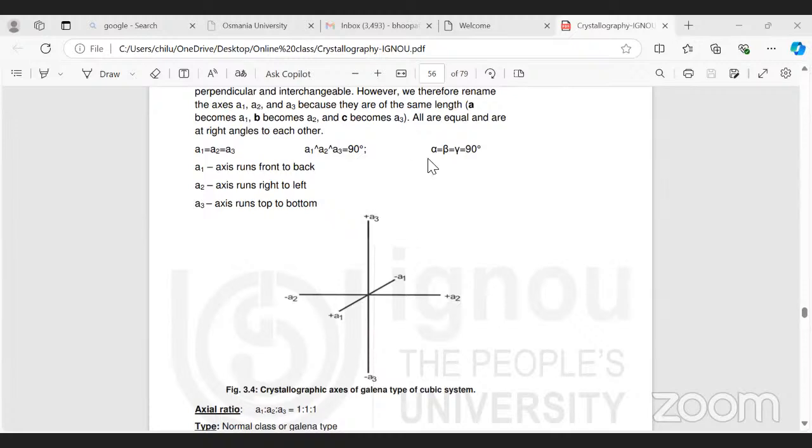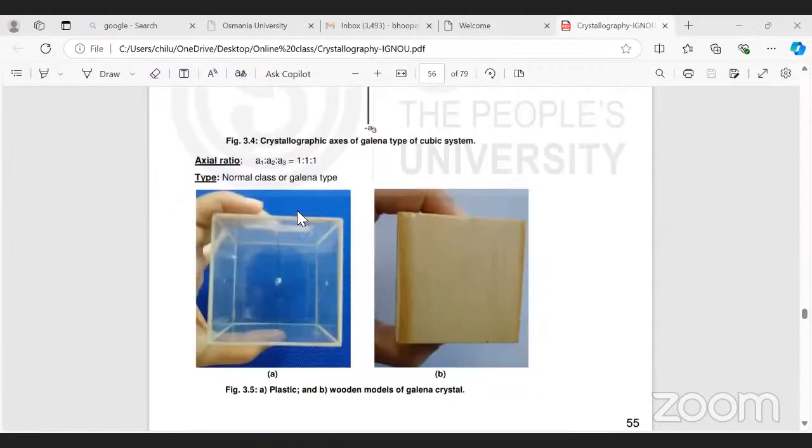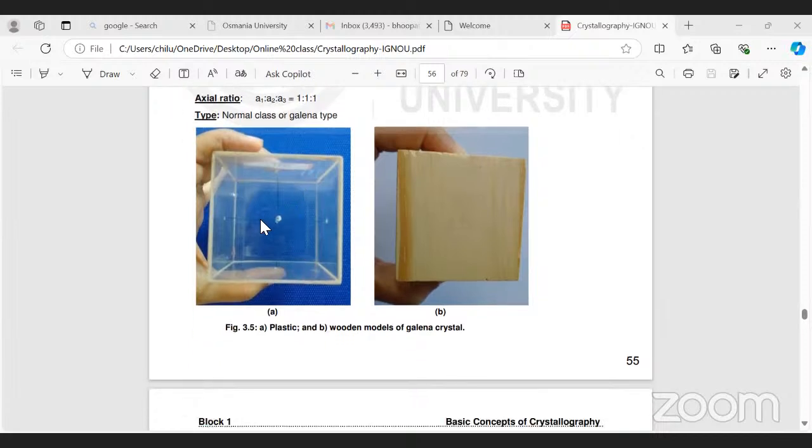So the angles you can see here are almost all 90 degrees, as I told you just now. All are at equal angles and equal lengths also. The axial ratio is equal, so we will show it as 1:1:1. In the first picture, you see how the lines are arranged, moving from this side to this side, and diagonally from this. So according to that, we will see.